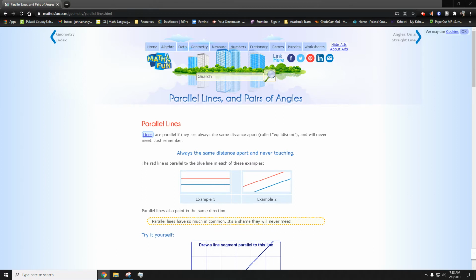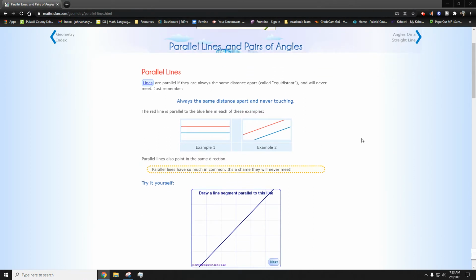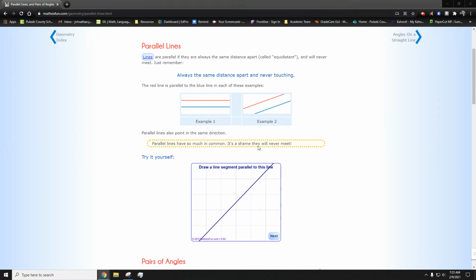Hi, so this is just a little extra review, and it's a decent website I found to kind of help play around with this stuff. It's called mathisfun.com, in the geometry tab under parallel lines. It basically goes in detail on all the information you need. It talks about what lines are and what has to be true for something to be a parallel line.